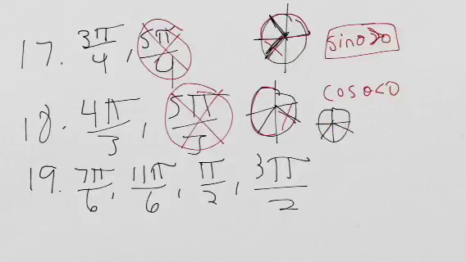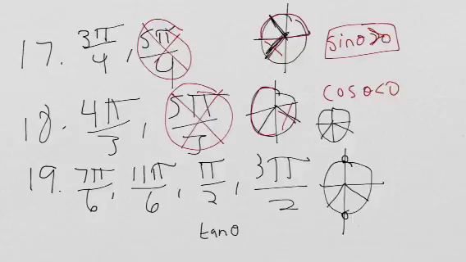Okay, let's look at this last one, because this will be interesting. On this one, well, our 7 pi over 6 is down here, 11 pi over 6 is down here, but then our other answers aren't in quadrants. They're right here. So this is going to be a little tricky. So let's say we say tangent theta. Let's say we want tangent theta to be less than 0. We want tangent to be negative.